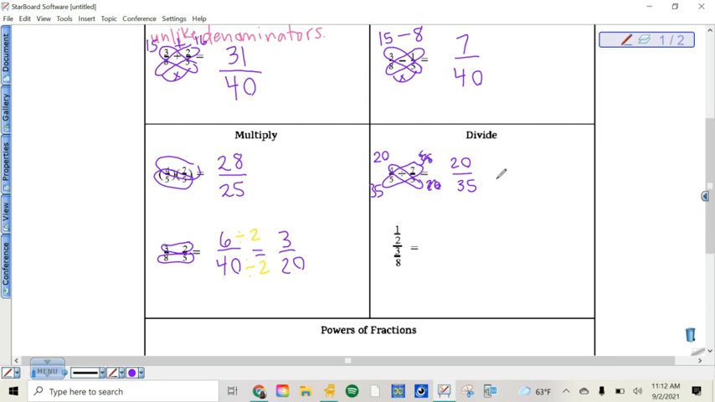And I can simplify this fraction too. How would I simplify it? Yeah, I would divide both the top and the bottom by 5. So I could divide 20 by 5, 35 by 5, and it would become 4 over 7. And again, that's not necessary. I'll accept the unsimplified version, but it is good practice to simplify.